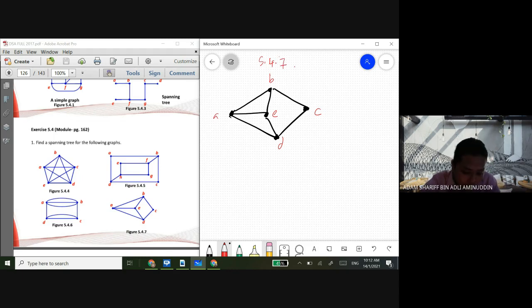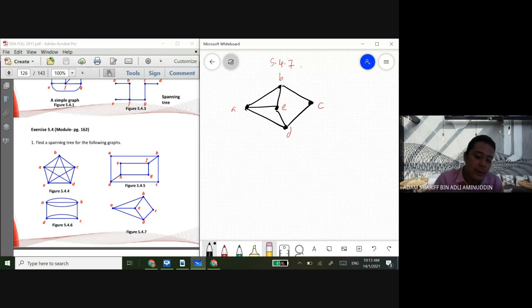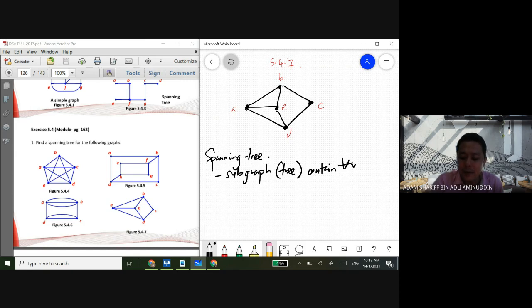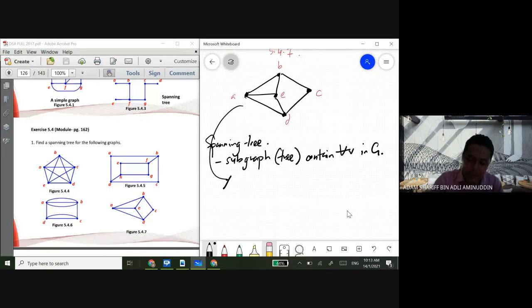Alright. Can you take out or determine one of the spanning trees? Bukan minimum lagi. Spanning tree. Kenapa dia nama minimum? Because it must involve distance. Right now, spanning trees. It's a subgraph in the form of a tree that contains all vertex in G. So, yang daripada atas ni, cuba kita derive satu tree, minimum spanning tree daripada graph ini.